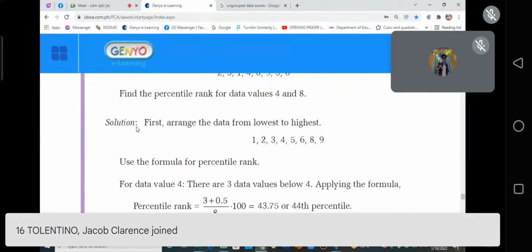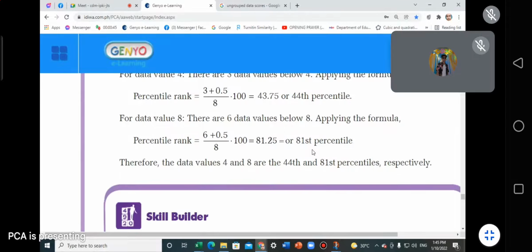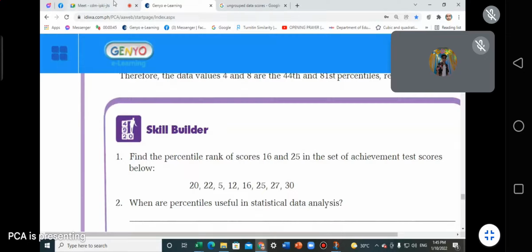So something is stated here. You must always arrange them from lowest to highest because you are ranking. Mind you, it's percentile rank. So again, the word percentile rank, if you want to compete, if you do not want to compete, the percentile is okay. So for the ungrouped, lowest to highest, this is your first step. You should understand that. Okay, next.